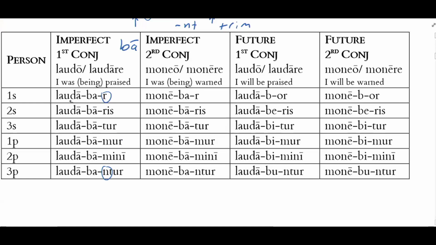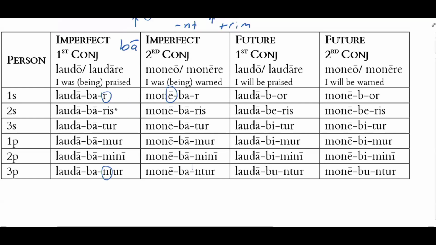All right. Now, so laudabar is not I am being praised, but imperfect, past tense, but progressive. I was being praised, or I was praised habitually, or something like that. Okay. And then with moneo, instead of the long A, we get the long E for second conjugation. But everything else is the same here, which is nice. Okay. So only the ending changes. The rest of them is pretty much the same, isn't it? Yeah. As far as the difference between active voice and passive voice, it's just the endings.